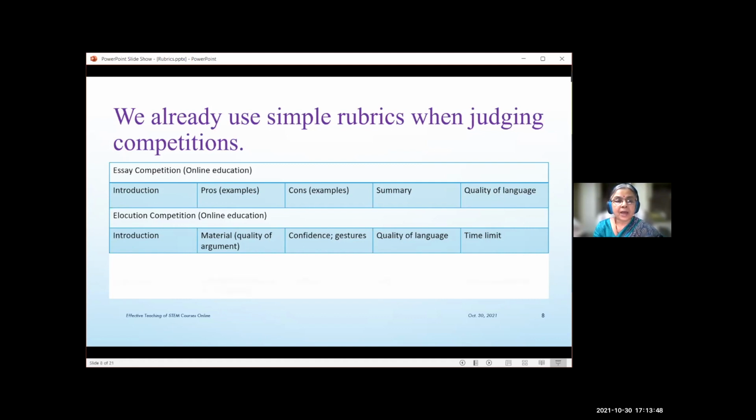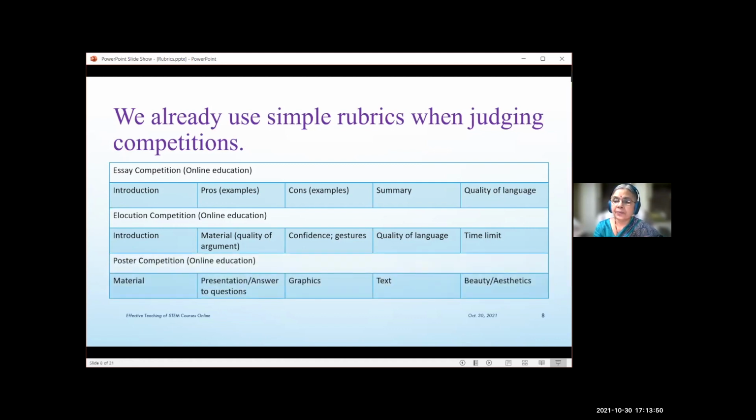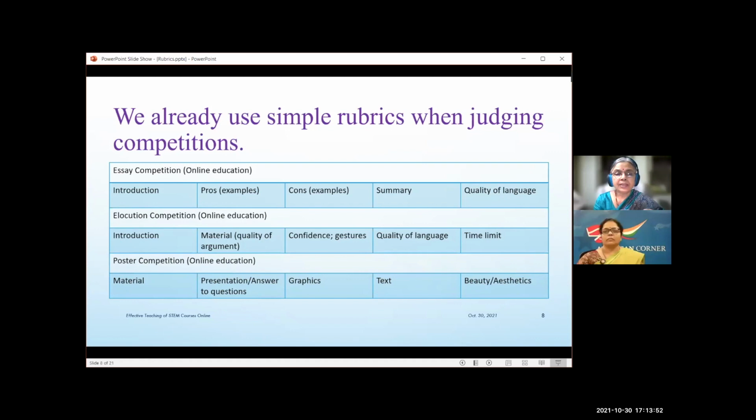And if the same topic is now, I have asked people to make a poster on this, right? So then I might have completely different guidelines on which I'm going to give marks for this poster. Of course, the material matters, but when they are presenting, could they answer my questions as a presentation? And how was the graphics? Did they have good pictures on their poster? How was the text on their poster, right? And overall, was the poster balanced? Was it looking attractive, right?